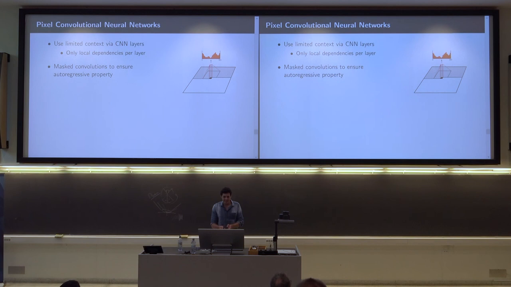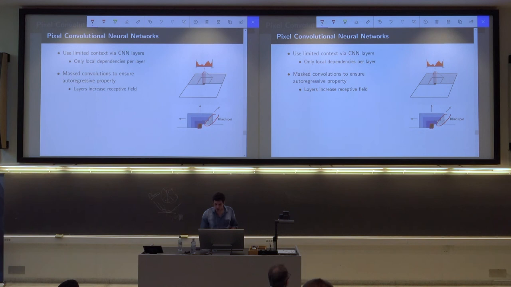So that's how you build a pixel CNN. If you do it like this, actually, there's going to be a problem. You're going to have a blind spot in this region here when looking at this pixel here. Because of the way it grows, you will never look at this region of the image.